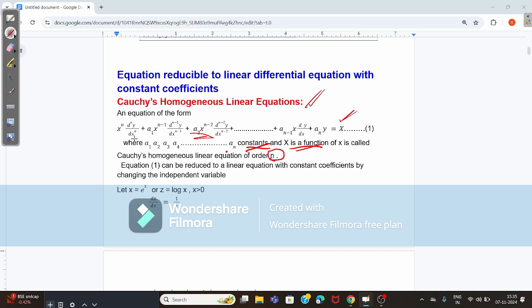and is called the Cauchy's homogeneous linear equation of order n. Okay, you have nth order here. Equation 1 can be reduced to the linear equation with constant coefficients by changing the independent variable. This independent variable, the x value, we have to change. So in the place of x, put e^z, so z = log x, where x is greater than 0. dz/dx = 1/x. Okay, the value of dz/dx becomes 1/x.